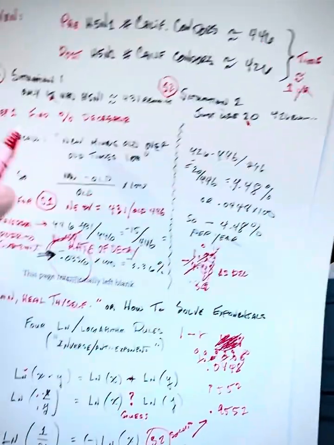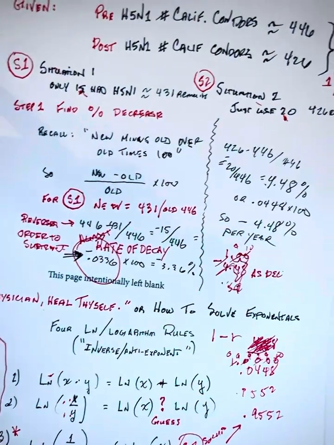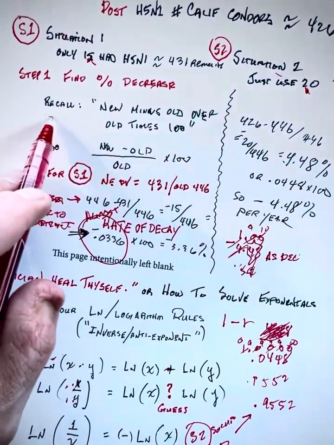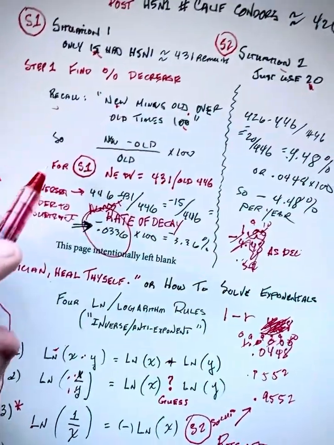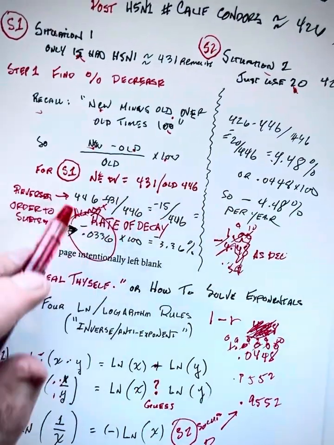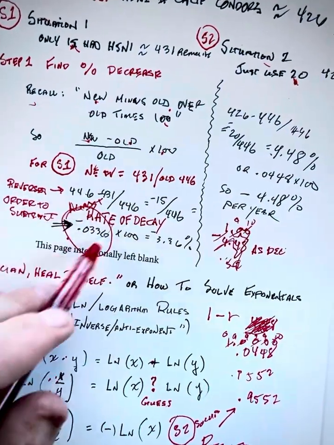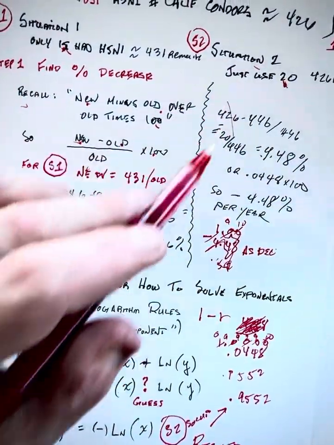And so first thing we do is compute the rate of change. Like what changed? Well, I said, remember, it's new minus old over old times 100. So new minus old over old times 100. And you just plug it in. And this is almost the same thing as the rate of decay. Okay, let's go down here.